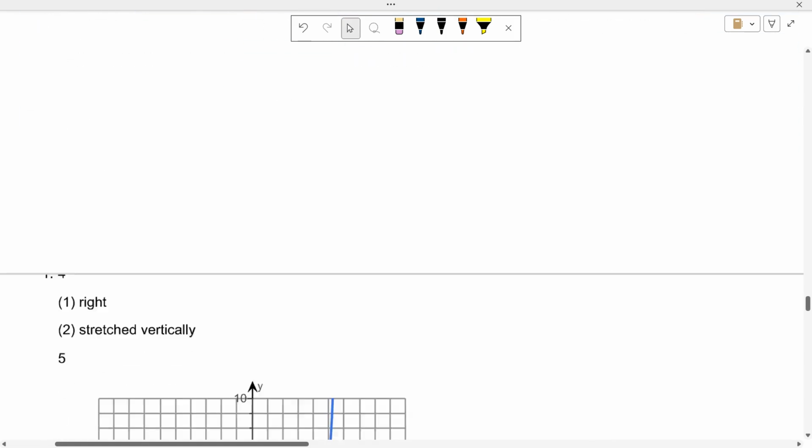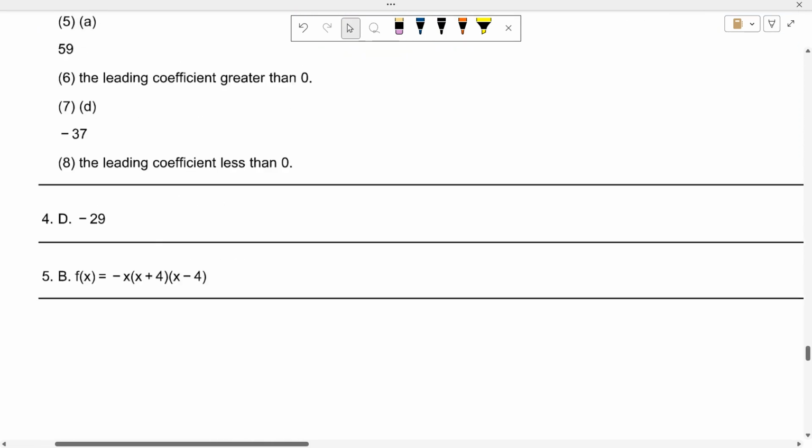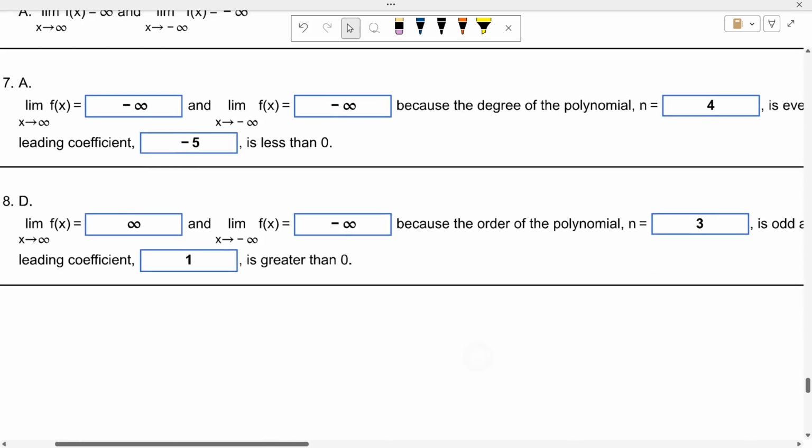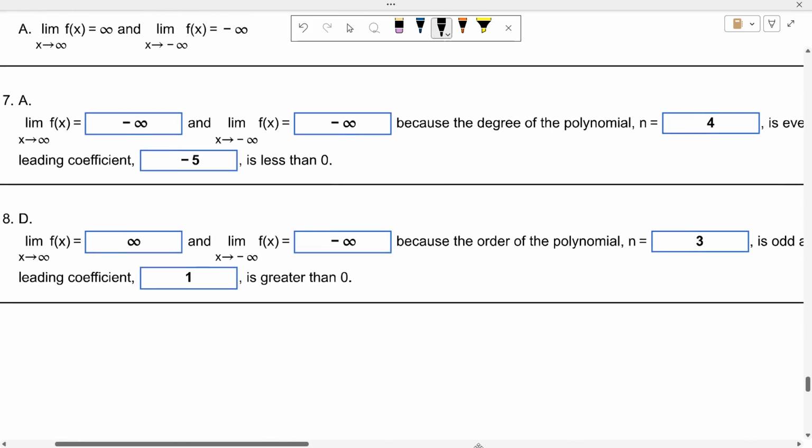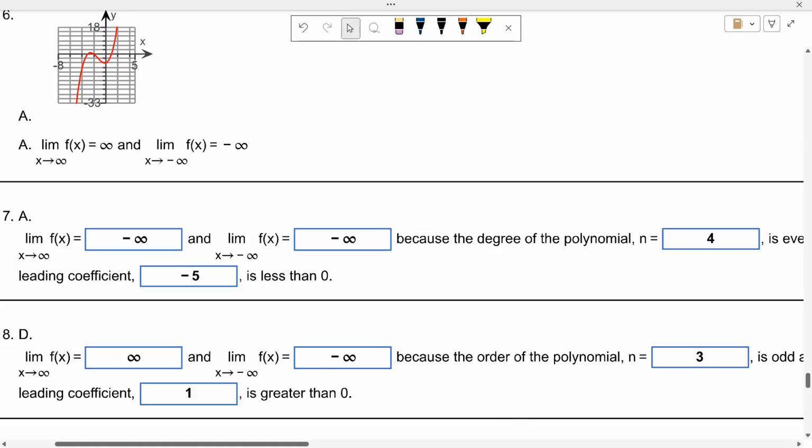So you've got to be careful how you fill those out, because the last two, that was negative infinity, 4, that. Everything's got to fit in there. So I'll put that out for you.